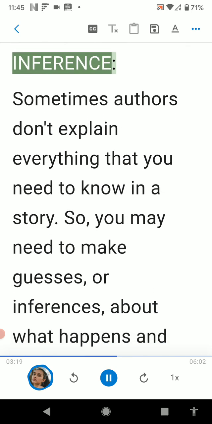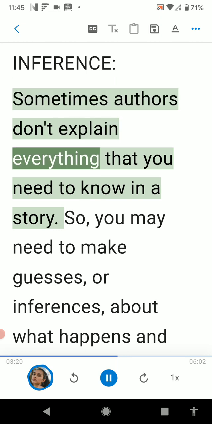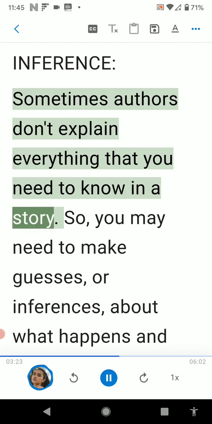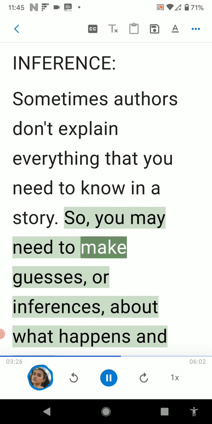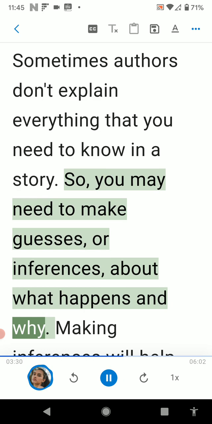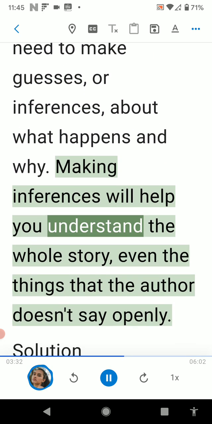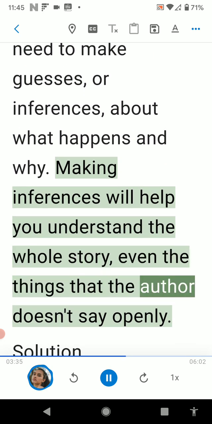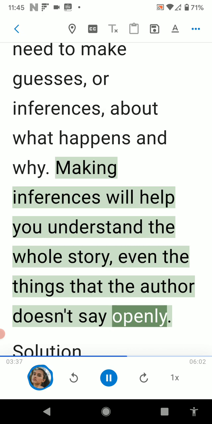Inference. Sometimes authors don't explain everything that you need to know in a story. So, you may need to make guesses or inferences about what happens and why. Making inferences will help you understand the whole story, even the things that the author doesn't say openly.